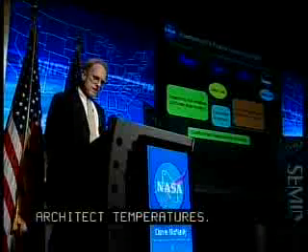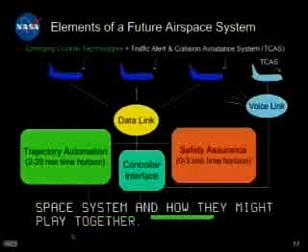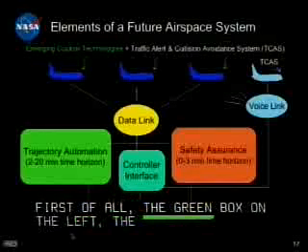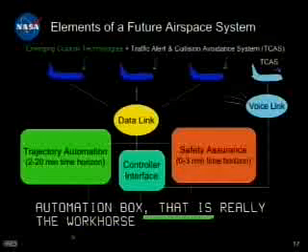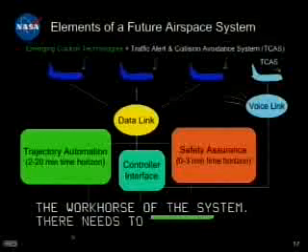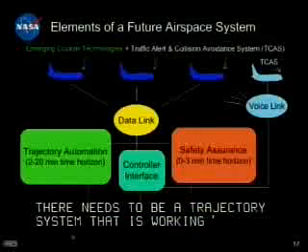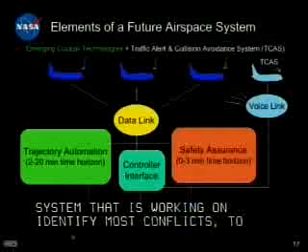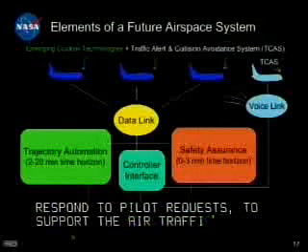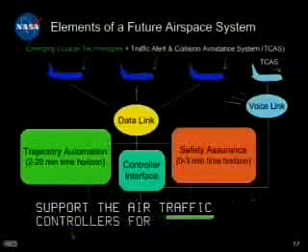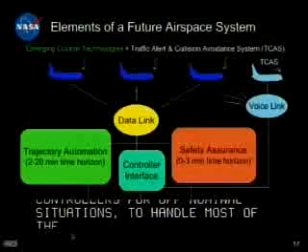First of all, the green box on the left, the trajectory automation box, is really the workhorse of the system. There needs to be a trajectory-based automation system that is working to solve most problems, to identify most conflicts, to respond to pilot requests, to support the air traffic controllers for off-nominal situations, to really handle most of the separation assurance problems. And these problems are dealt with on roughly a 2 to 20-minute time horizon.